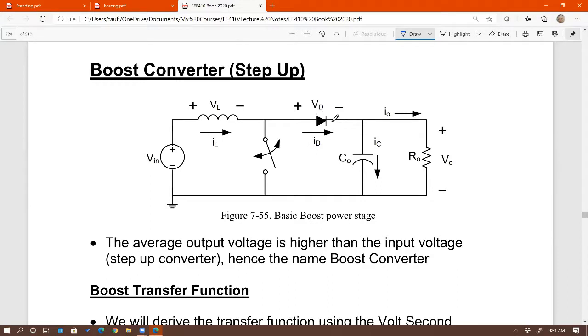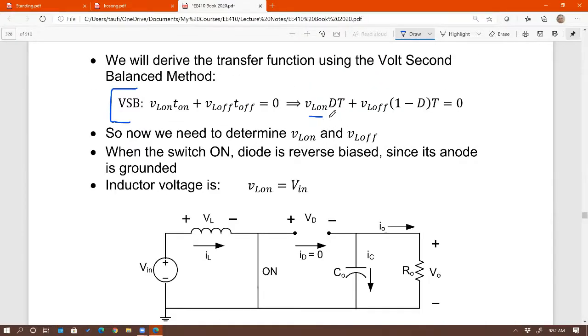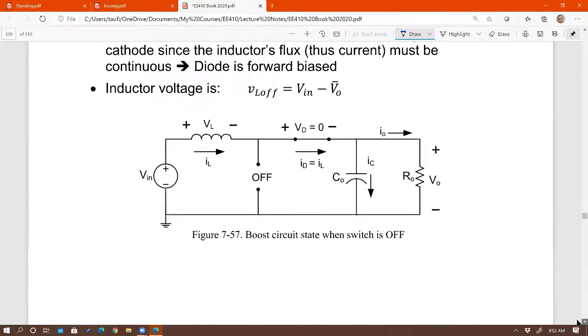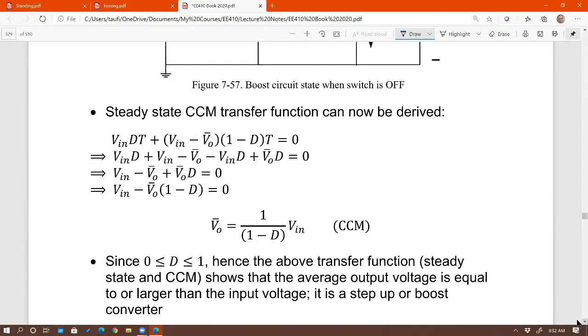Right? This is a short. That means this node right there is the same as that node. So that's V out, right? That's V out. So therefore, when the switch is off, voltage across the inductor must be V in minus V out. That's all you need to derive the transfer function. VL on, VL off. VL on is V in, VL off is V in minus V out. And you just plug it into this equation right there, and you get this transfer function right here, right? Right there. Okay.